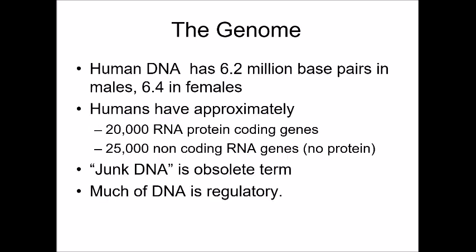The human genome has over 6 million base pairs. About 20,000 genes code messenger RNA for a protein. About another 25,000 code RNA, but these don't result in a protein. We used to refer to all of the rest of the DNA as junk DNA. That really is an obsolete term. Much of this DNA now is regulatory or structural and thus does in fact play a significant role.